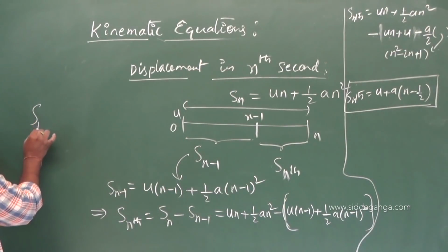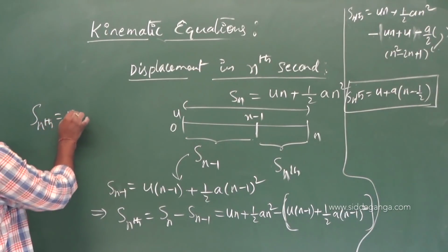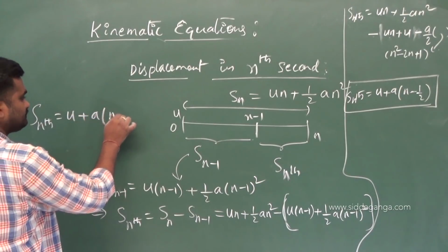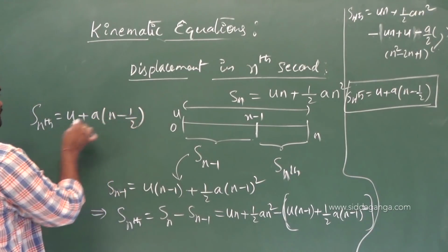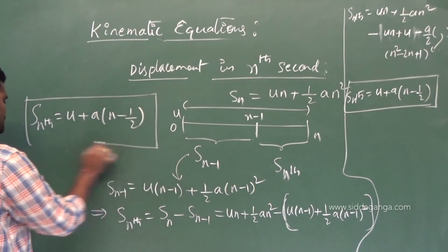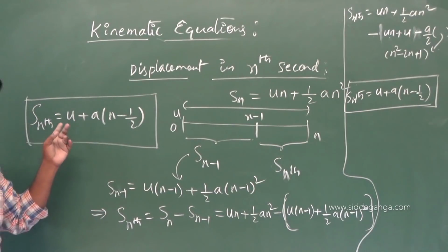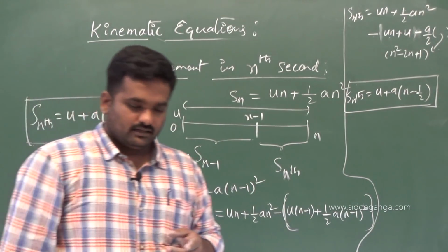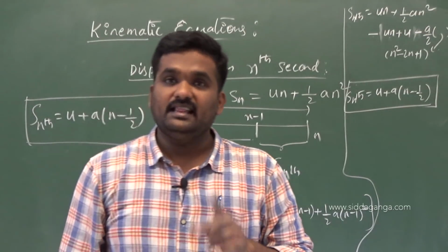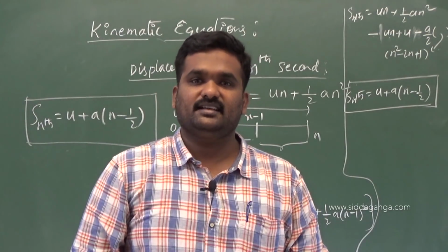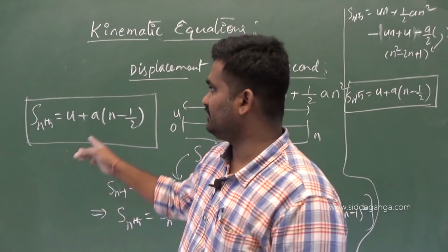What is the term we have ended up with? S nth equals u plus a into (n-1) by 2. This is the equation corresponding to the displacement of the particle in the nth second of time. In the nth second, how much is the displacement it covered? It will be equal to u plus a into (n-1) by 2.